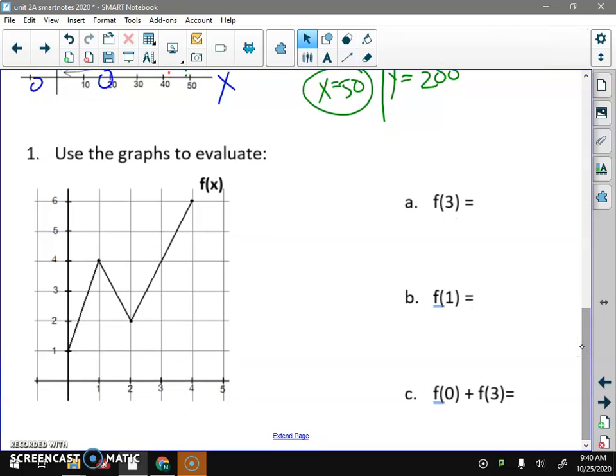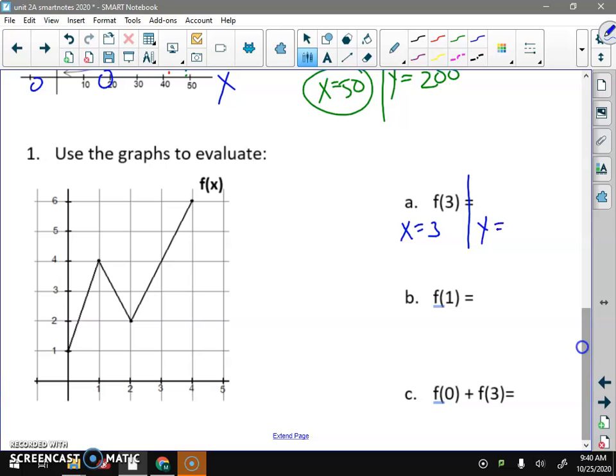We're going to use the same strategy we've been using. Draw the great wall. x equals 3. What does y equal? Find 3 on the x-axis. Up and over. y equals 4.